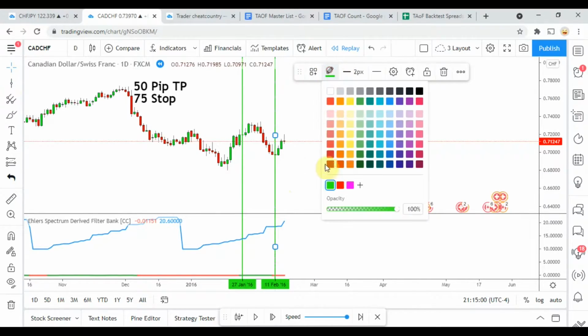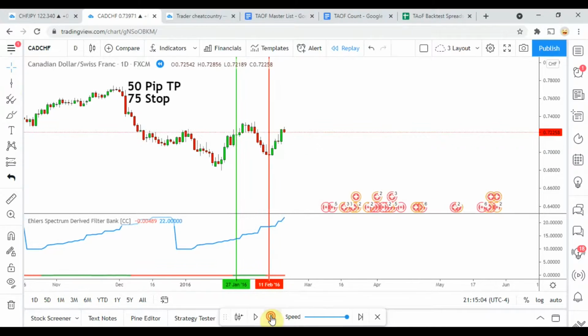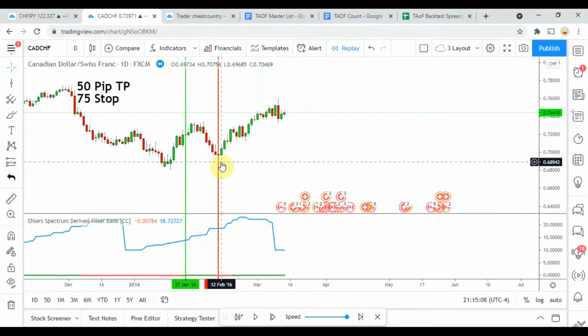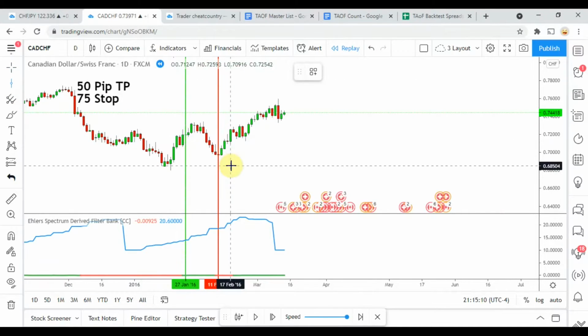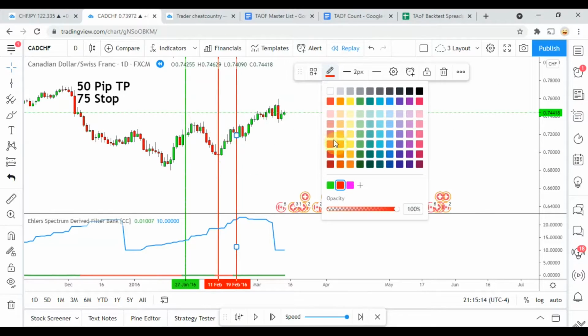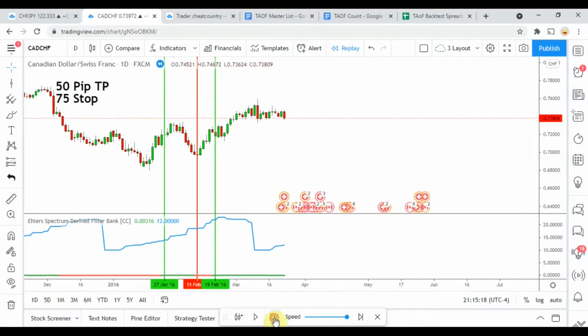Then we pick up another signal right here. This one's going to be a short. Fortunately, we get a pretty sharp correction in the market almost immediately. That would have stopped us out on that one. Then we pick up a long right there. That one's going to work out for us pretty nicely there.